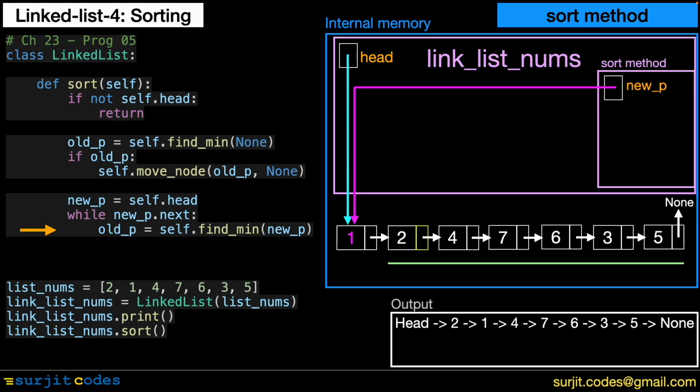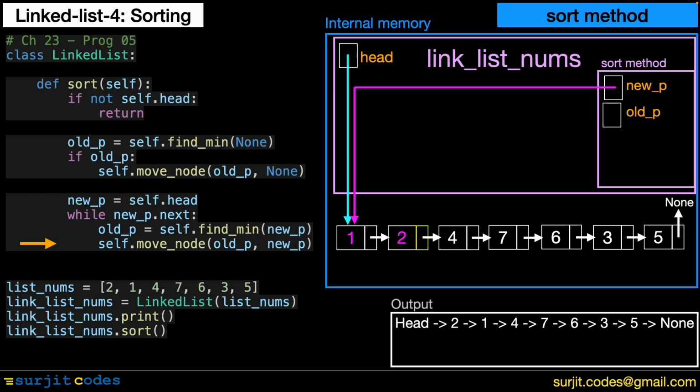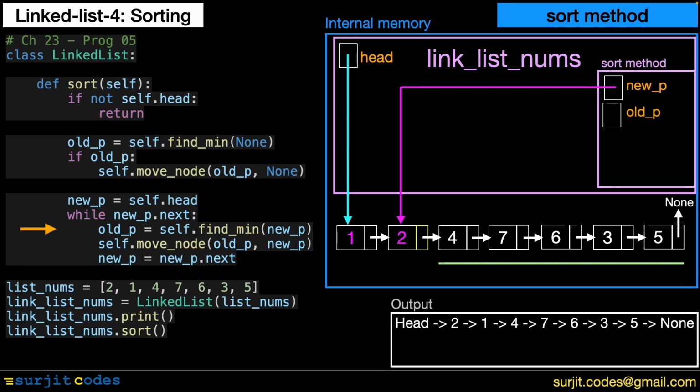Find-min scans all the nodes that follow the new parent. It finds the parent of the node that has the smallest data, which is the old parent of the node that we will move. The smallest node is found to be node 2. The new and old parents are the same. Move node does nothing and node 2 remains at its original position. The new parent moves ahead for the next iteration.